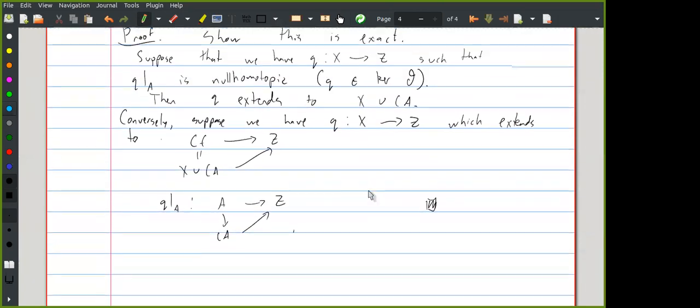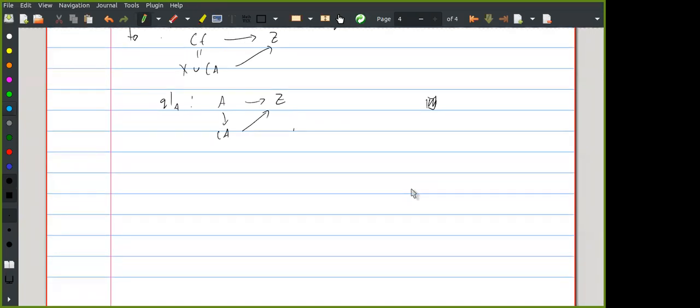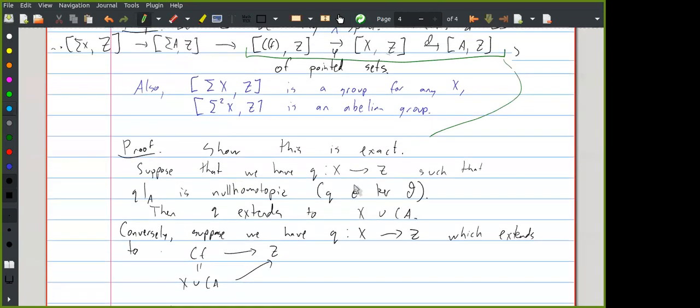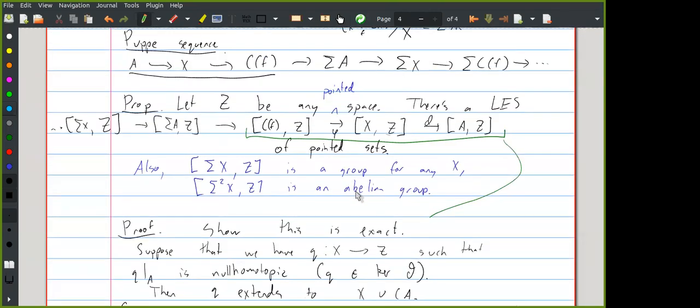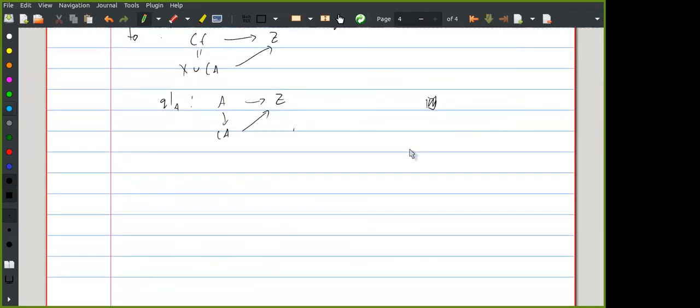Okay, so let's notice something about this. This is kind of the place that long exact sequences in cohomology come from, as long as we know that our cohomology functors are representable. So for example, if we know that ordinary cohomology is represented by maps into Eilenberg-MacLane spaces, let's think about the case where Z is an Eilenberg-MacLane space. So we get a sequence that looks like this.